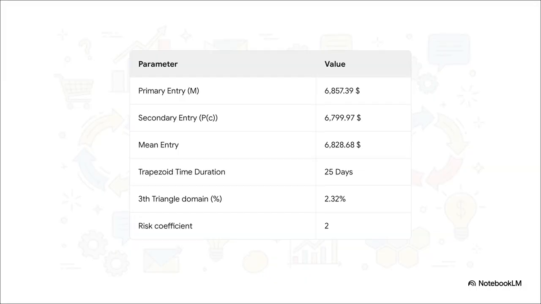Okay, let's break down the specific parameters for this trade plan. The primary entry, M, was set at 6,857.39. The secondary entry, PC, was a bit lower at 6,799.97, but there's more to it. The plan also has these key risk variables. There's a trapezoid time duration of 25 days, a third triangle domain of 2.32%, and a risk coefficient of 2. You can think of these as all the ingredients that go into the model's calculations.